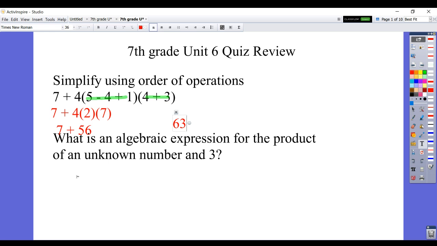All right. Another one, what is an algebraic expression for the product of an unknown number and 3? So for an unknown number, you can use x, you can use n. Those are the most common variables that we use. But product of an unknown number and 3 would mean multiply. So 3 times n or 3 times x. You could make it n times 3 with using a raised dot. But again, the typical way we'd write it would be number in front of a letter without an operation sign in between, which means multiply.